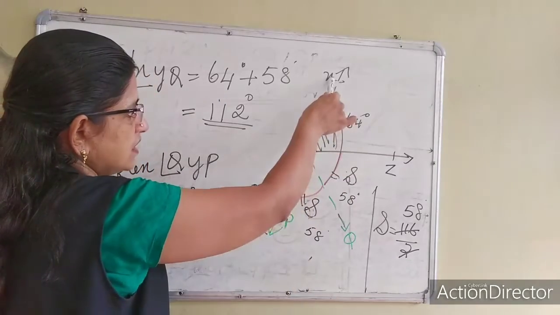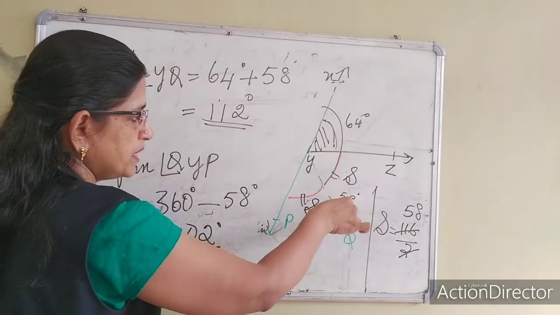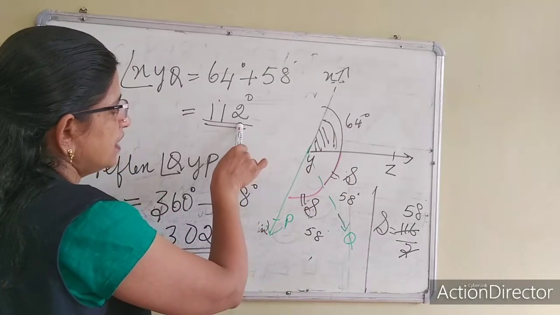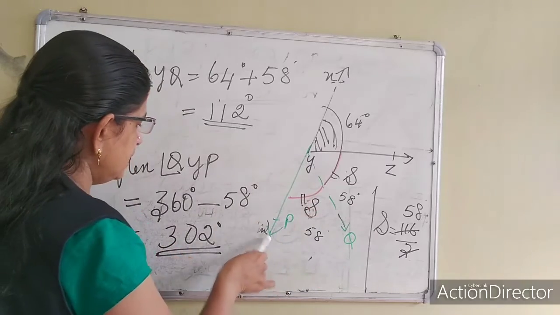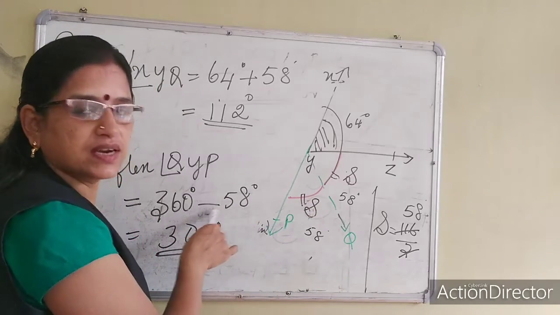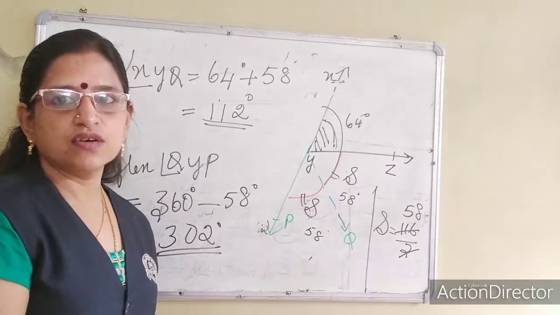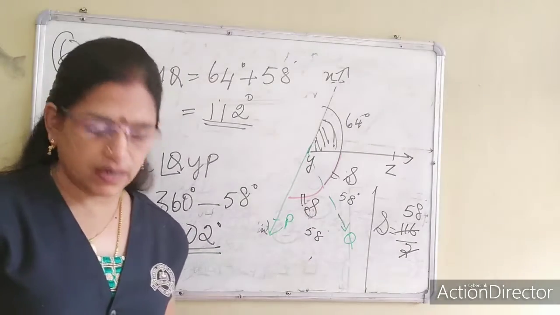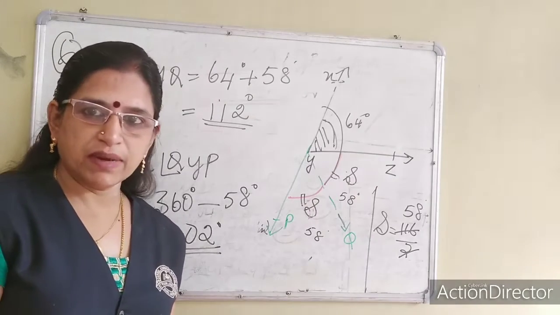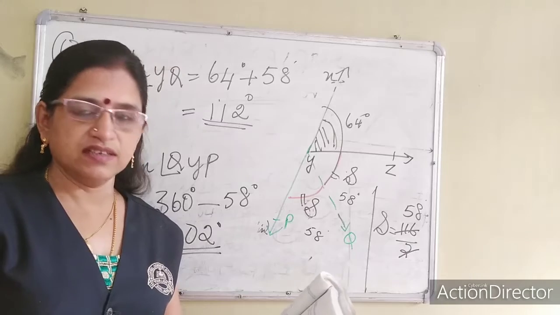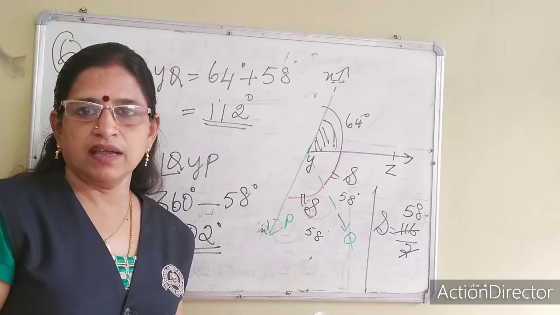Now they are asking XYQ. What is XYQ? 64 plus 58 which is equal to 112, and also reflex of QYP which is nothing but 360 degree minus 58 degree which is equal to 302 degree. Hope you have understood all these sums of exercise 6.1. Fifth sum you will try by yourself because it is already done in the form of a theorem in the previous class. You try. If you are not getting, I will explain you.